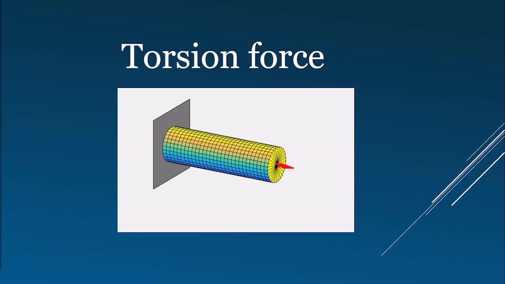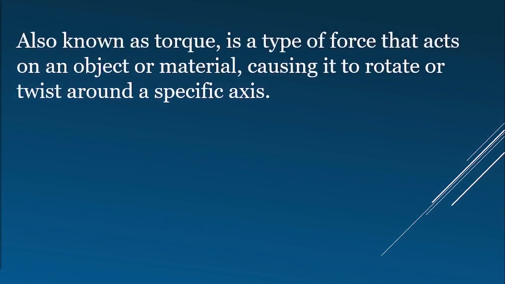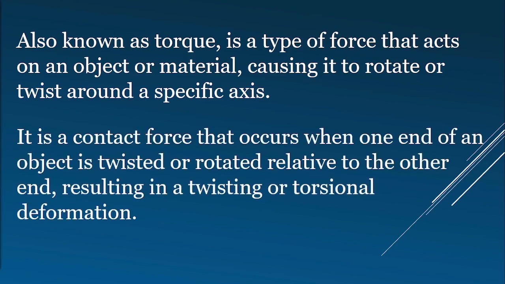Torsion force, also known as torque, is a type of force that acts on an object or material, causing it to rotate or twist around a specific axis. It is a contact force that occurs when one end of an object is twisted or rotated relative to the other end, resulting in a twisting or torsional deformation.